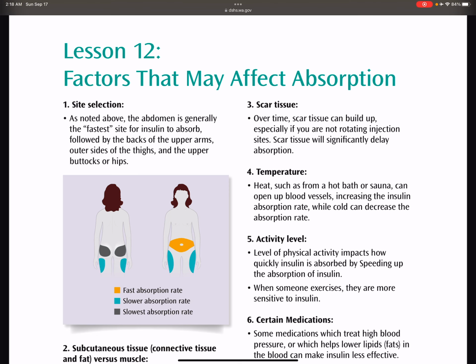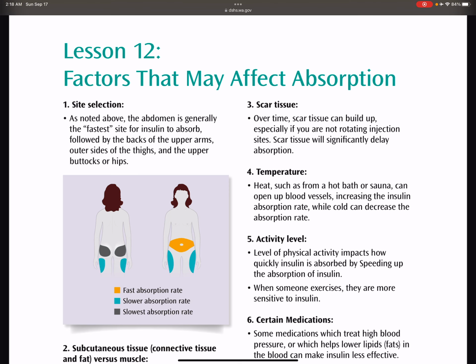Level of physical activity impacts how quickly insulin is absorbed by speeding up the absorption of insulin. Certain medications also affect it. Some medicines that treat high blood pressure, or some medicine which helps to lower lipids, fats in the blood, can make insulin less effective.